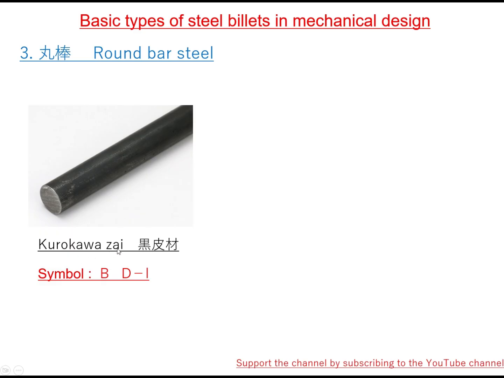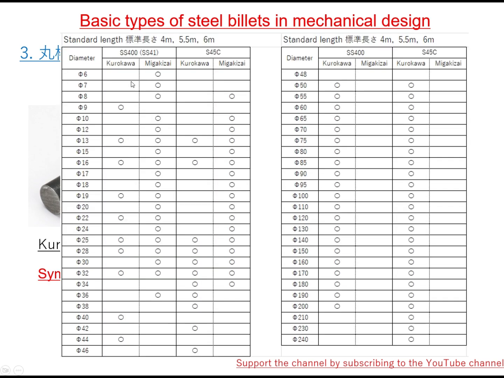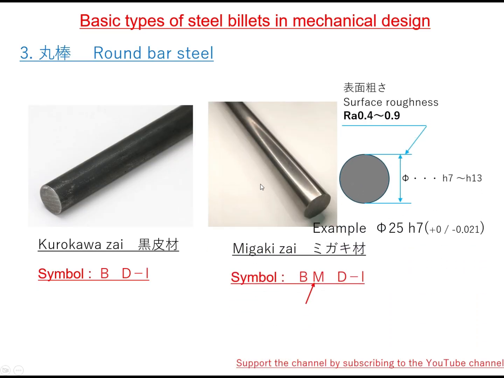Third is round steel billets called marubo, which are often used in turning because they are round. Steel billets have an outer diameter of 6 mm to 240 mm, with a maximum length of 6 meters. Round steel billets with materials of ordinary steel and carbon steel also have products such as kurokawazai with symbol B and migakizi with symbol BM. Migakizi steel billets have high gloss, size accuracy H7 to H13 so they can be used directly without machining.